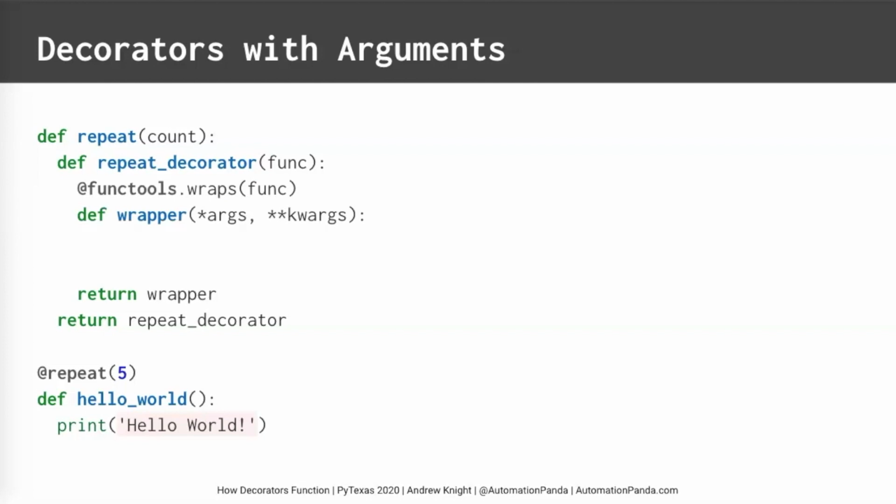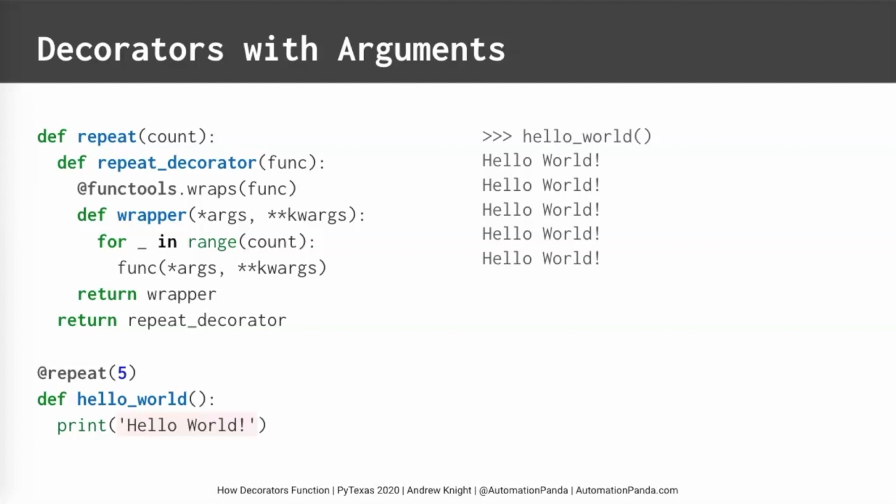Inside repeat decorator is the familiar wrapper function. It uses functools wraps, and it passes through all arguments. Repeat decorator returns wrapper. Finally, wrapper contains the logic for calling the inner function multiple times, according to the repeat decorator's parameter value. That's that for loop. For blank in range, call the function with the arguments. Now, the hello world function runs 5 times. Nifty.